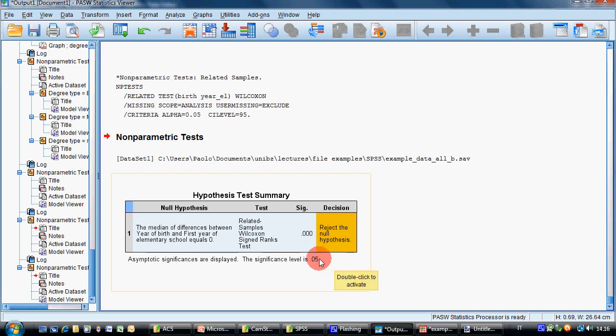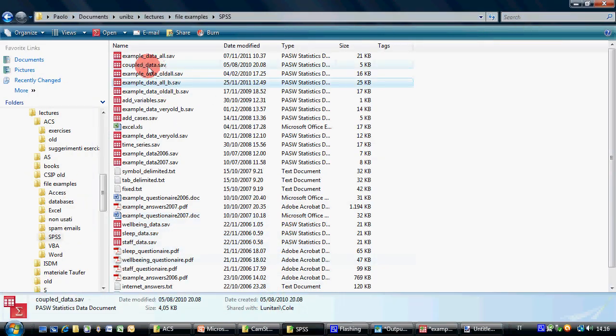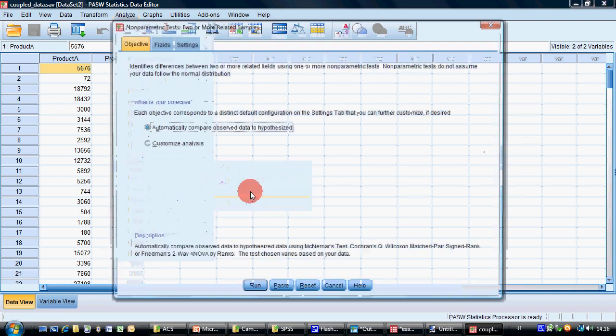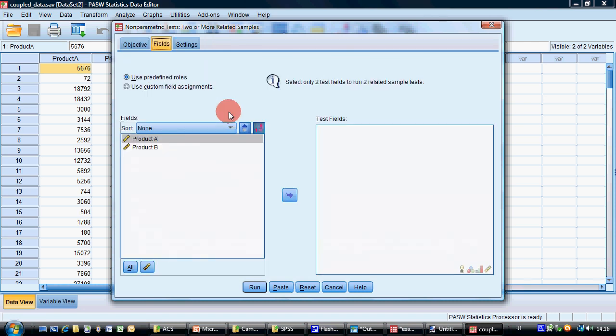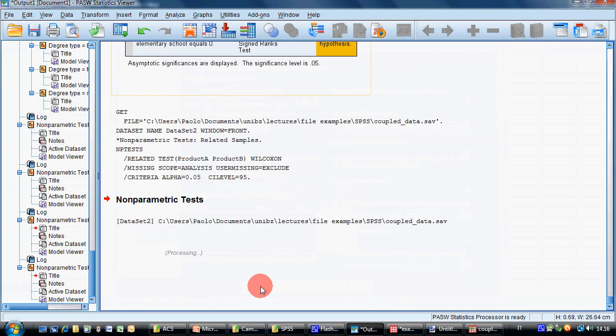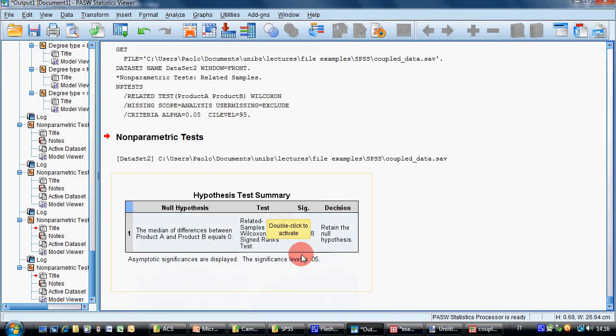Okay, let's see another example. For this one, however, we have to open coupled data. These were the coupled data for product A and product B. Let's see whether there is a significant difference between product A and product B. Related samples, customized analysis, product A and product B. Retain the null hypothesis. It means that the distribution of product A is not shifted with respect to the distribution of product B. So the two distributions overlap a lot.